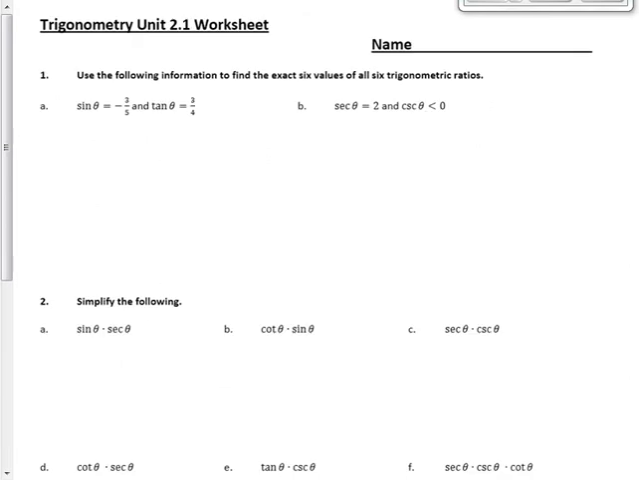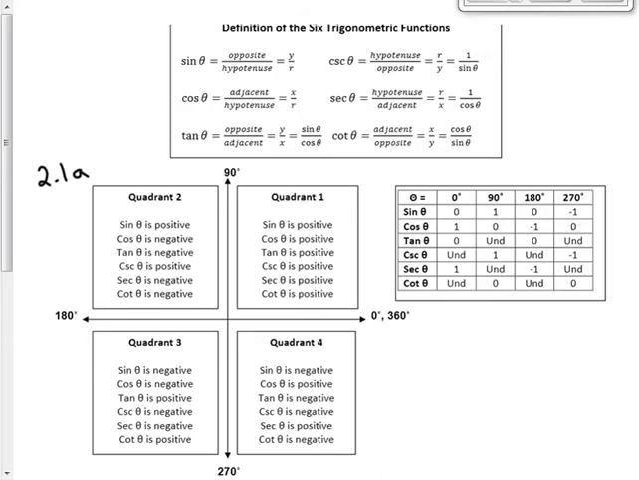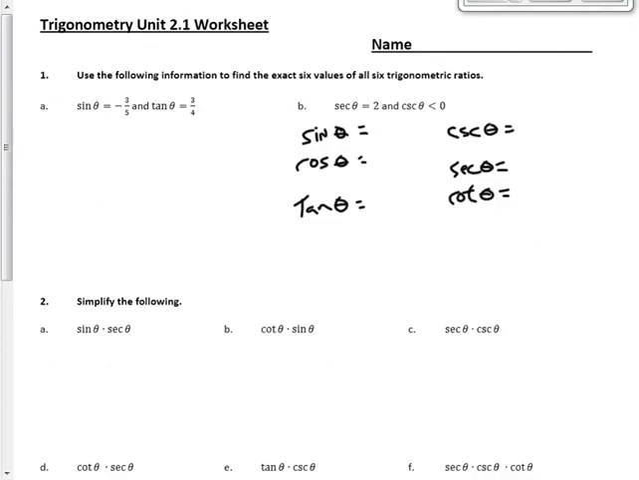Use the following information to find the exact 6 trig values. So I'm looking at finding all 6 trig values. And we're going to look at the second one here, just because I think the first one will be a little bit easier for us to figure out. So we have a secant equal to 2 and a cosecant that's negative, less than 0. So a secant that's equal to 2, that's positive, and cosecant negative.